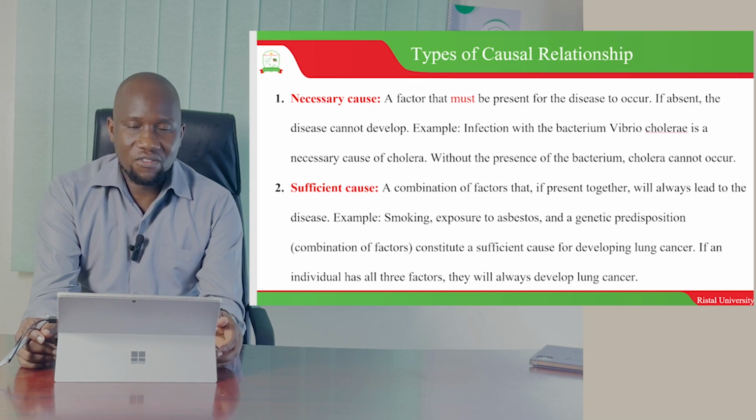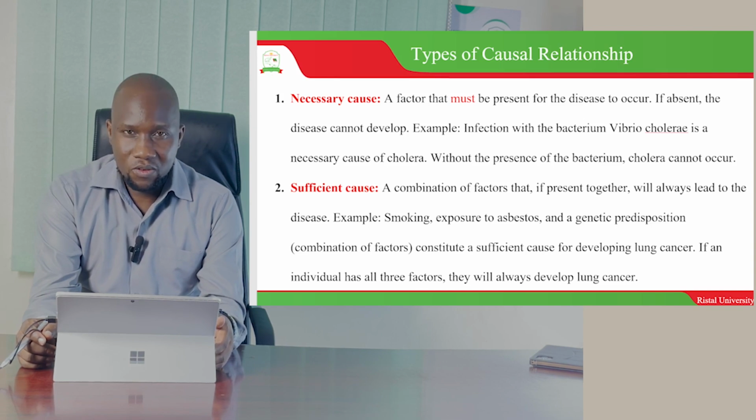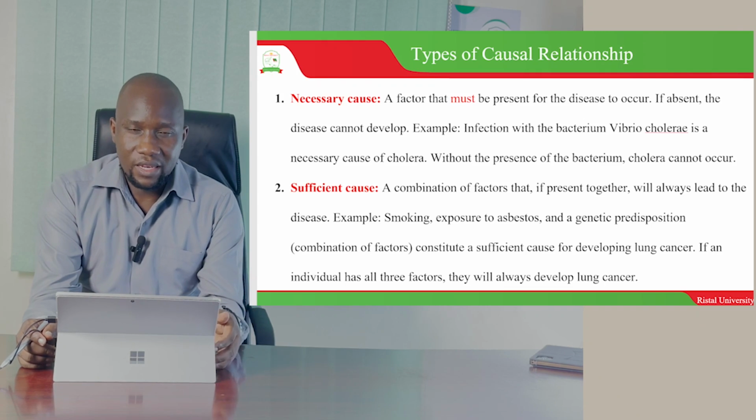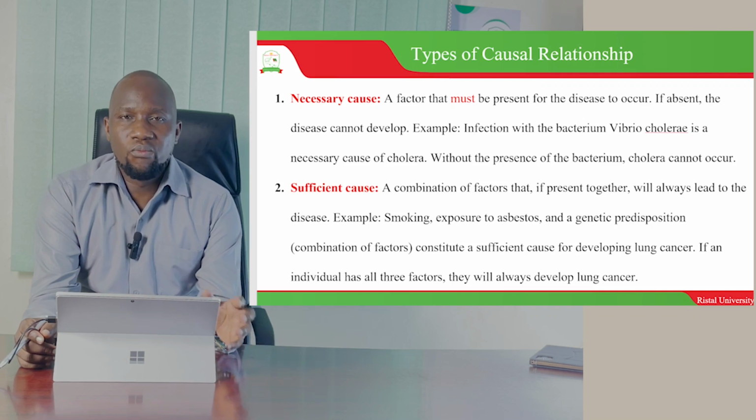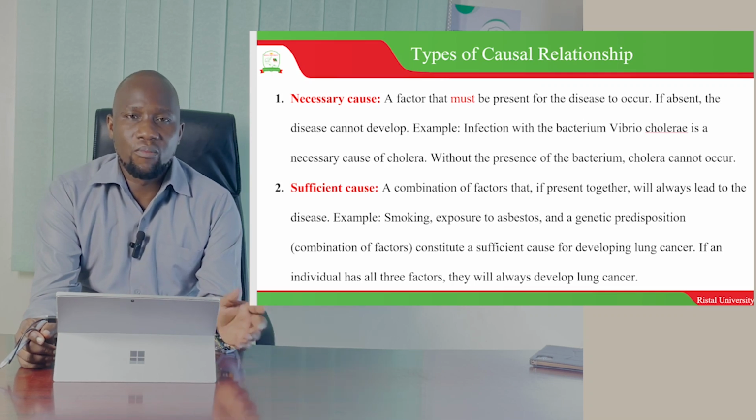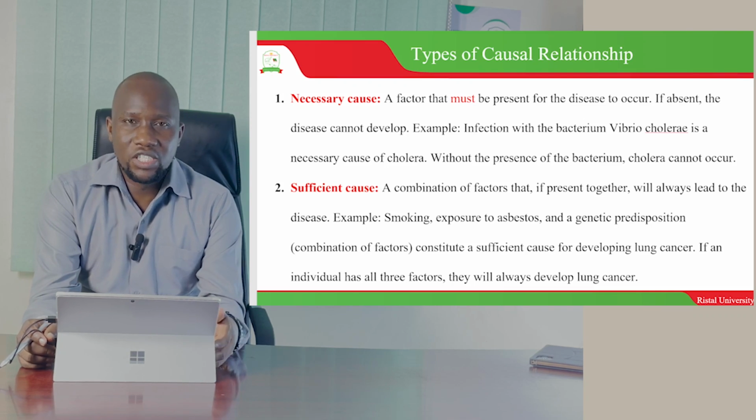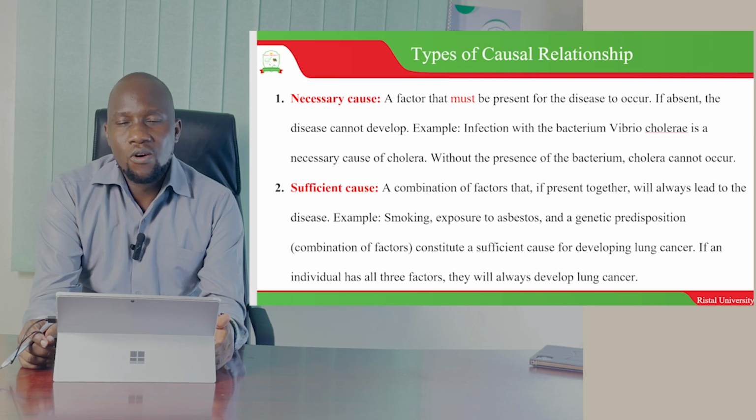And then we have what we call a sufficient cause. Okay, a sufficient cause, these are factors that should be available together, not in isolation. These factors should all be present for the disease to happen. So the sufficient cause is about acknowledging the fact that diseases have multiple causing conditions, or multiple causative factors.